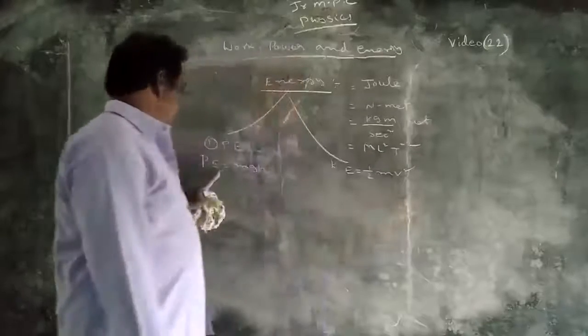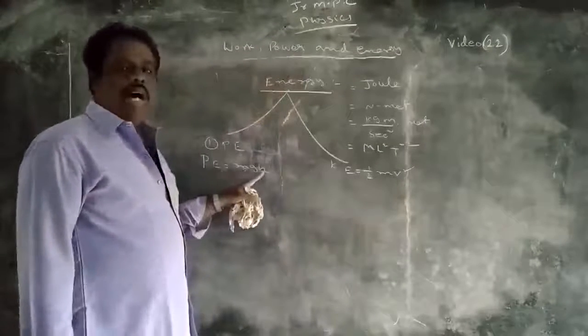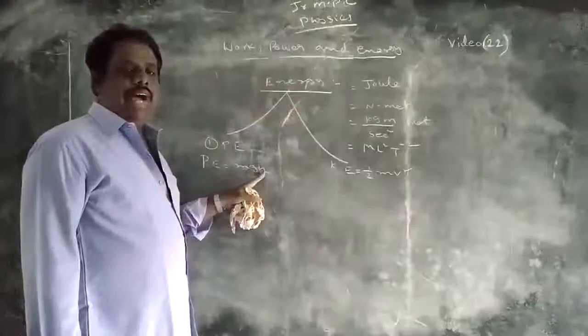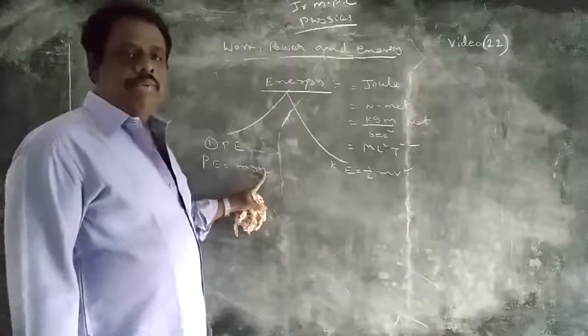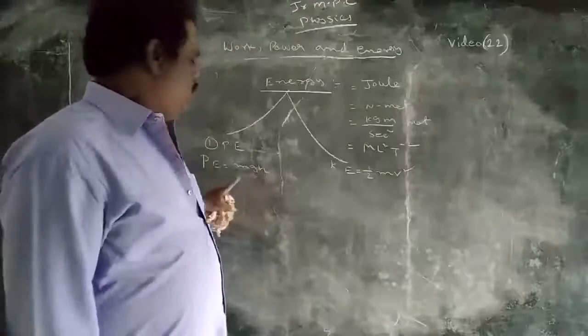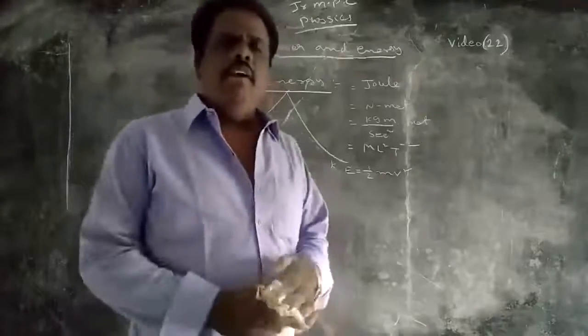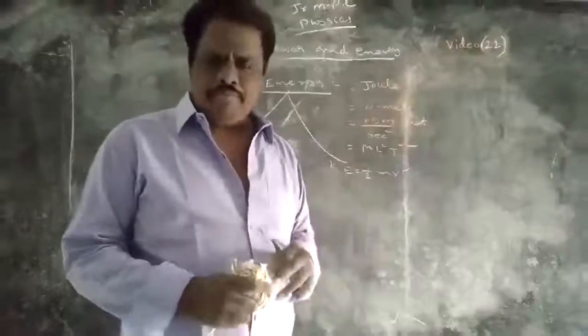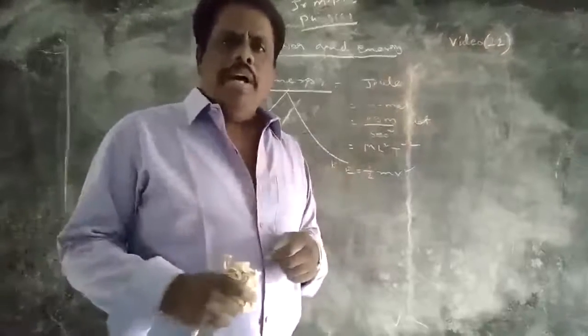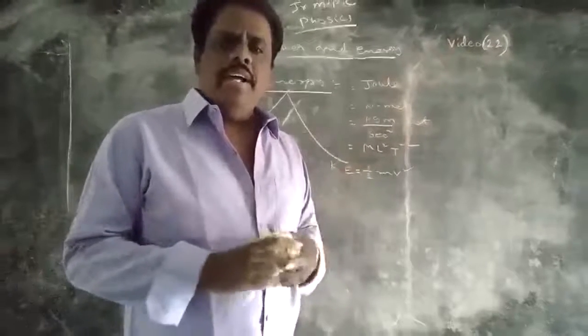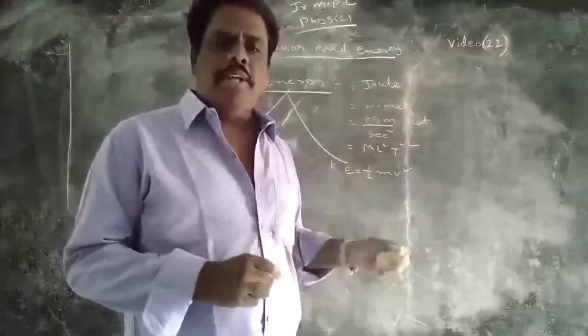But potential energy depends upon mass and height. So if height increases, potential energy also increases. So what are the best examples for potential energy? Water stored in a dam, a bent bow, a stretched string. These are all examples of potential energy.